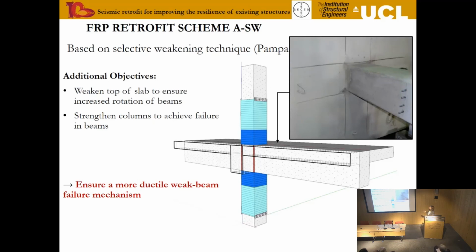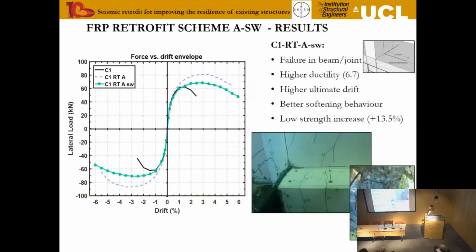Quite labour intensive to do. Our researchers weren't that happy. But what we saw here was that actually we got failure in the beam joint. We got higher ductility. We didn't get a higher strength. So the green is with the slab weakening. So we got roughly the same strength as the control specimen with no strengthening, but we got a larger ductility.